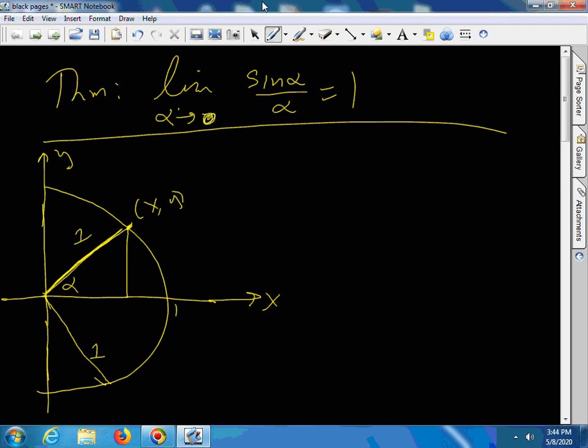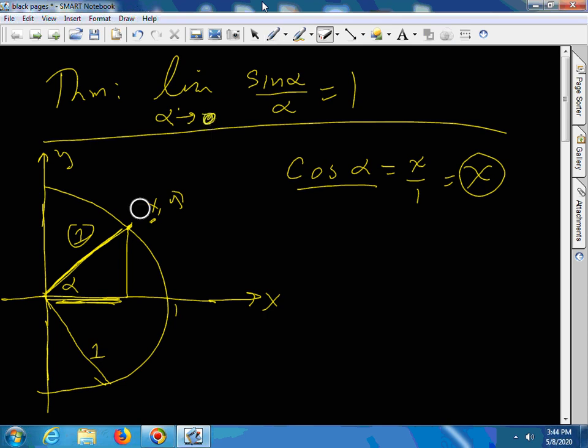Now, if you consider the cosine of A, it's the adjacent, which is x, divided by the hypotenuse, which is 1. So cosine of A is x. That is, I can replace x with the cosine of A. And there's a y next to it, but let's look at this for a moment.